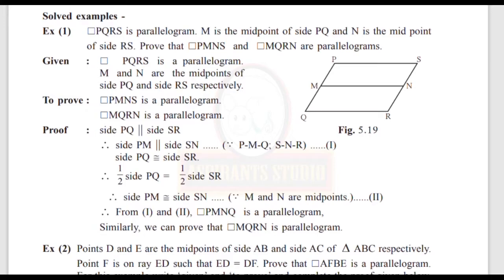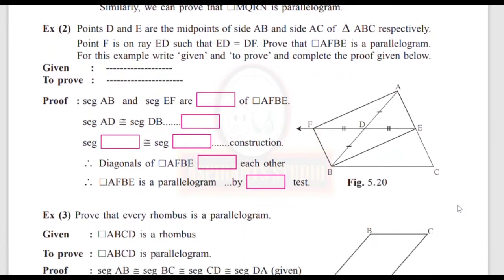A quadrilateral is a parallelogram if a pair of its opposite sides is parallel and congruent. This is one of the tests for parallelogram. Similarly, we can prove that quadrilateral MQRN is a parallelogram. Now coming to the next one.